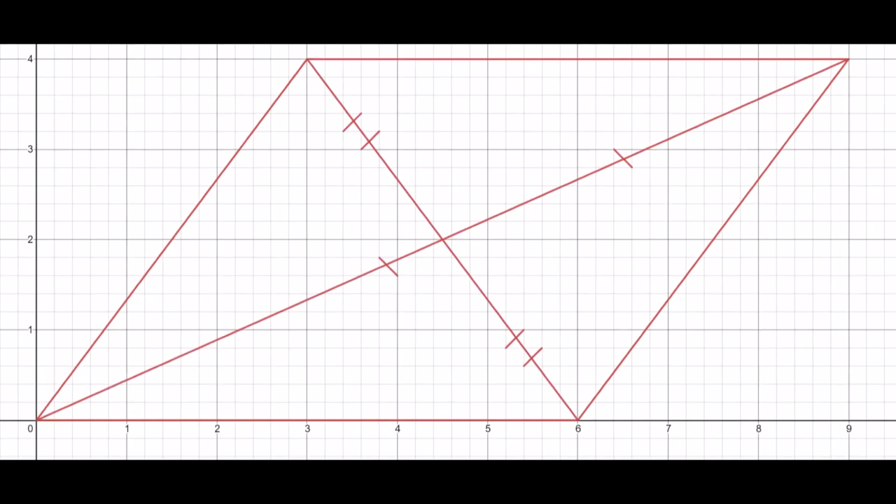One thing to note right away is that the diagonals bisect one another. So in this diagram, each diagonal is split exactly in half by the other one. This property in quadrilaterals only applies to parallelograms, so if you have a quadrilateral where both diagonals bisect one another, you can immediately say that it's a parallelogram.